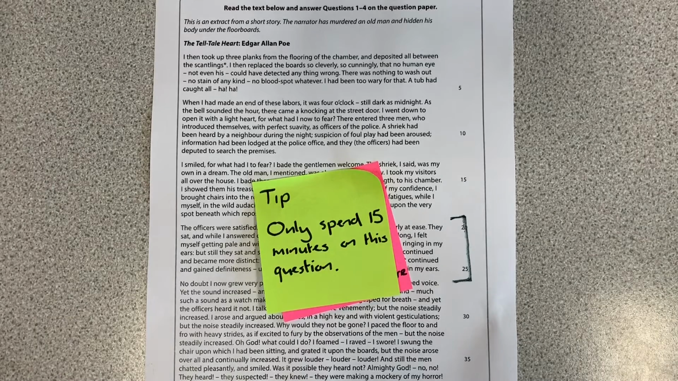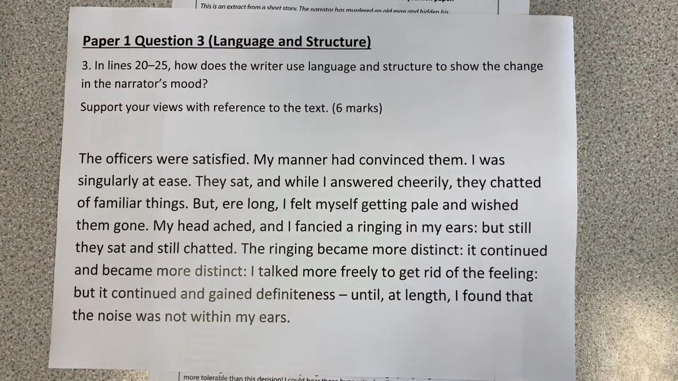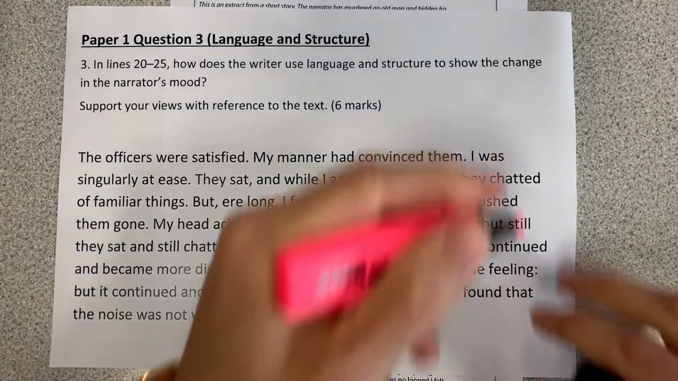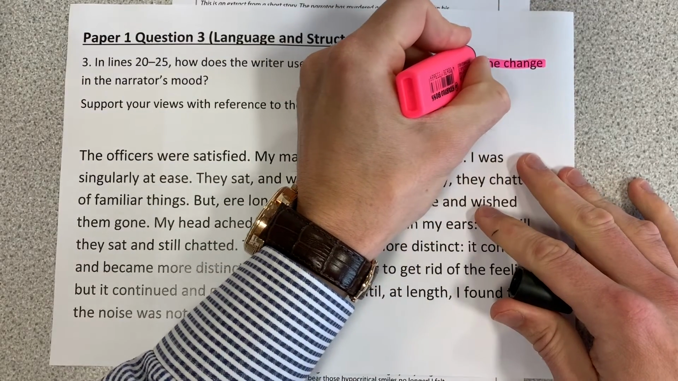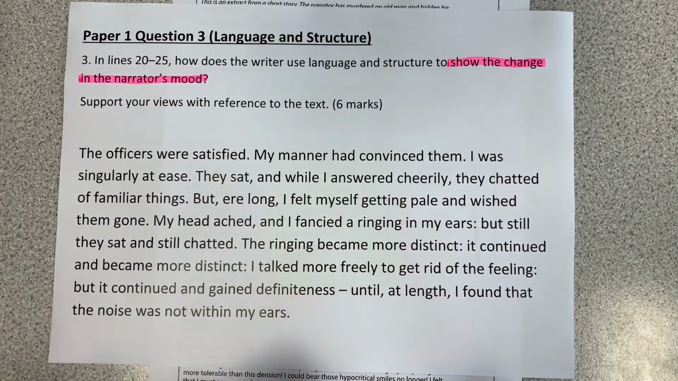Just to make it easier for you to see, I have got a copy of the paragraph in question that we're dealing with here. And as you can see, the question on the top says in lines 20 to 25, how does the writer use language and structure to show the change in the narrator's mood? So again, focusing on the question, we are looking for the change in the narrator's mood. What I'd like you to do now, please, is pause this video and spend a couple of minutes trying to quickly annotate this extract, looking at both language and structural devices. So please make sure you try and identify both. So please pause this video now and have a look at what you can find.